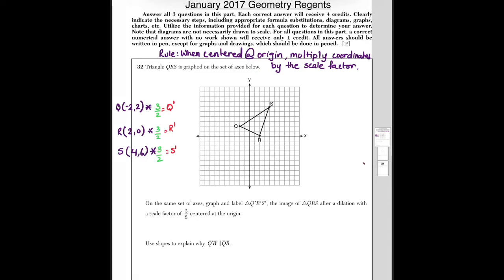The rule is, which I wrote it here and I'm going to highlight it. When centered at the origin, multiply coordinates by the scale factor. So if I pick all my coordinates of Q, R, and S and I multiply them by the scale factor, I can get my new coordinates. So I'm multiplying 3 halves by each of the coordinates. So -2 times 3 halves, you can put that in your calculator, or you can do some mental math, is what? -3. And then 2 times 3 halves is 3. Similarly, R prime would be 3, 0, and S prime would be 6, comma 9.